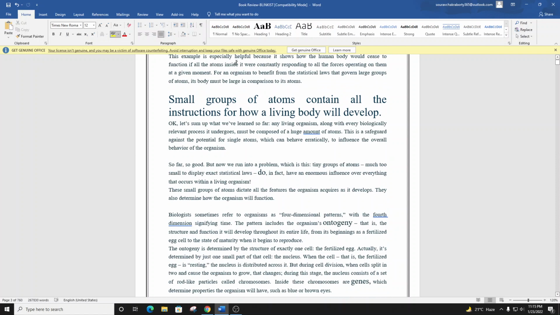This example is especially helpful because it shows how the human body would cease to function if all the atoms inside it were constantly responding to all the forces operating on them at a given moment. For an organism to benefit from the statistical laws that govern large groups of atoms, its body must be large in comparison to its atoms.